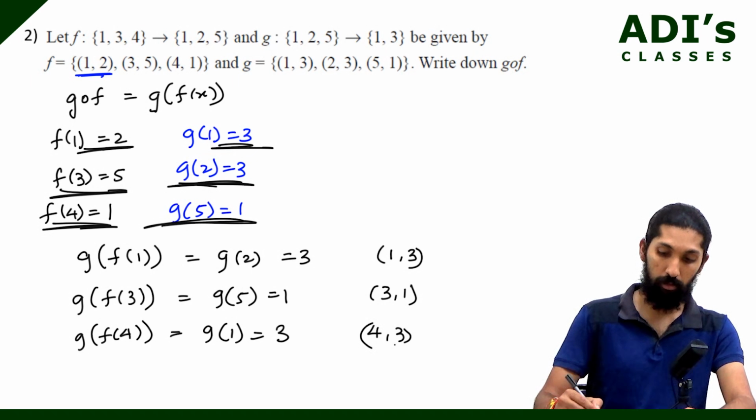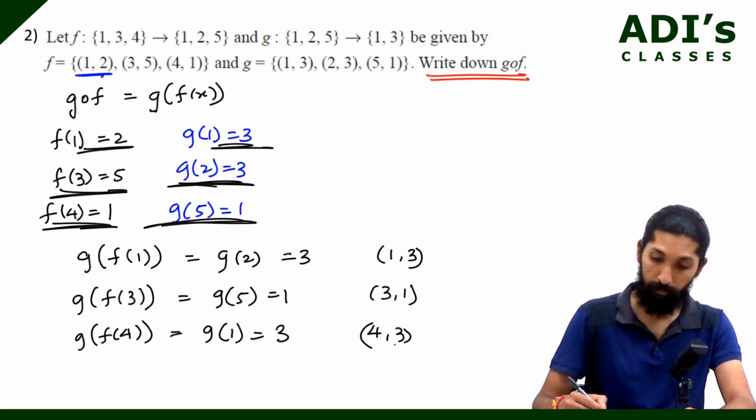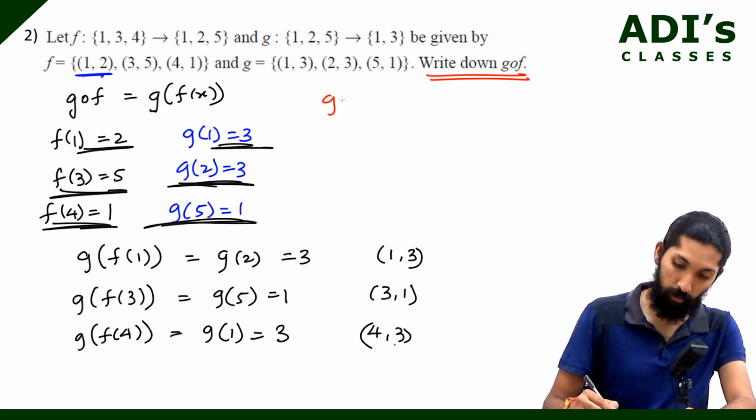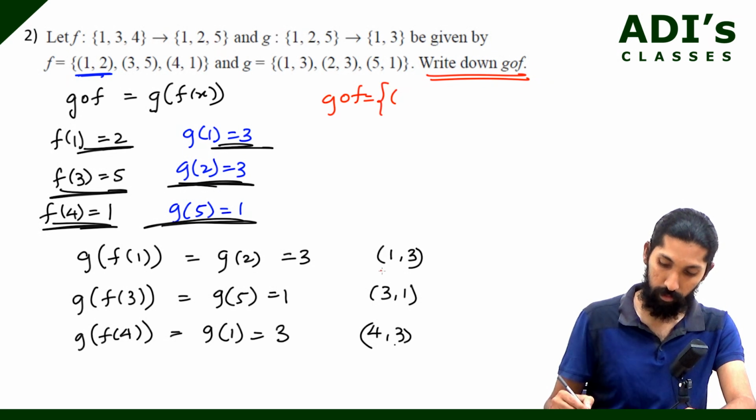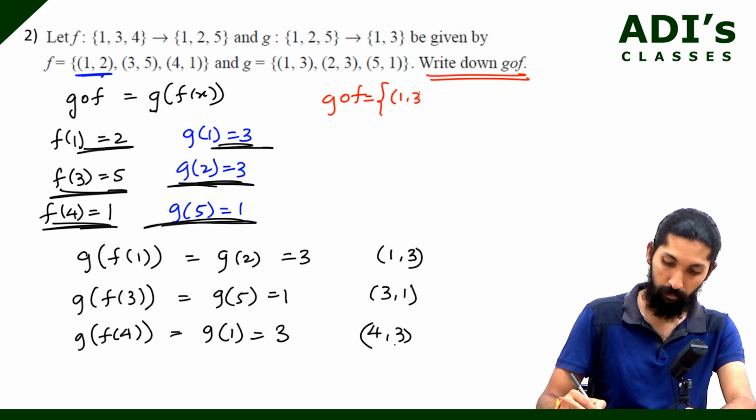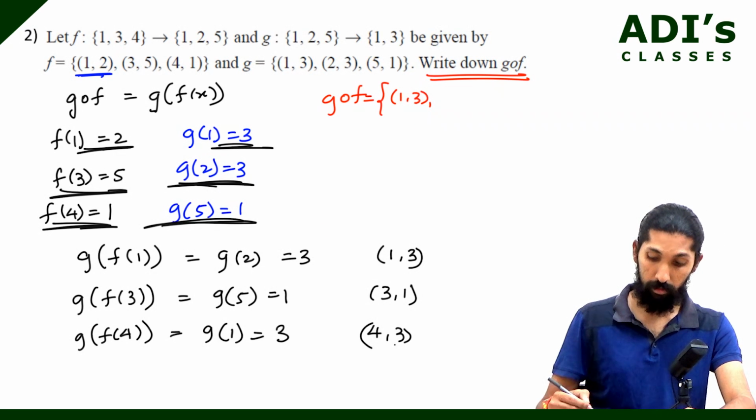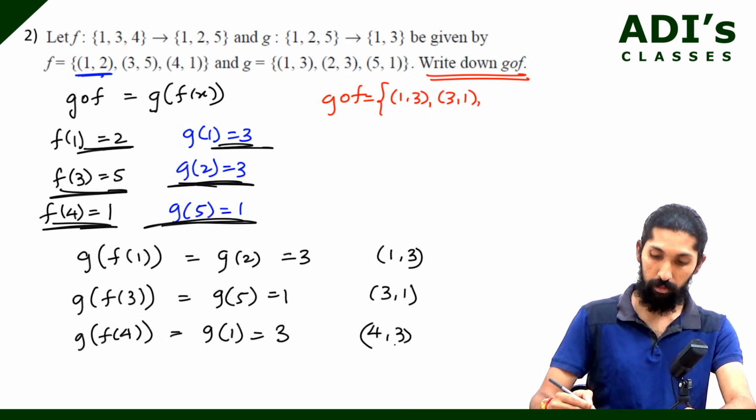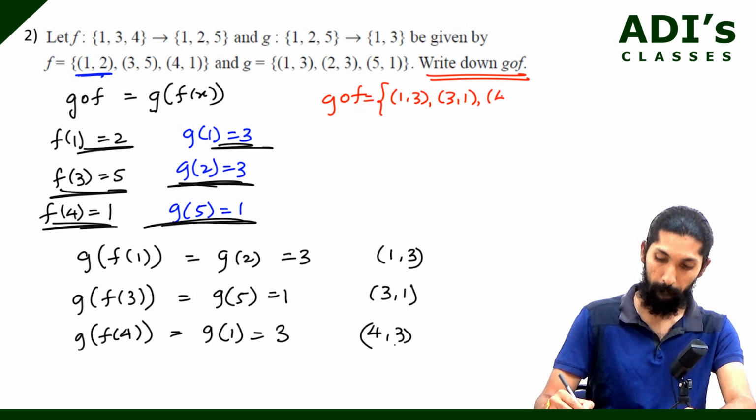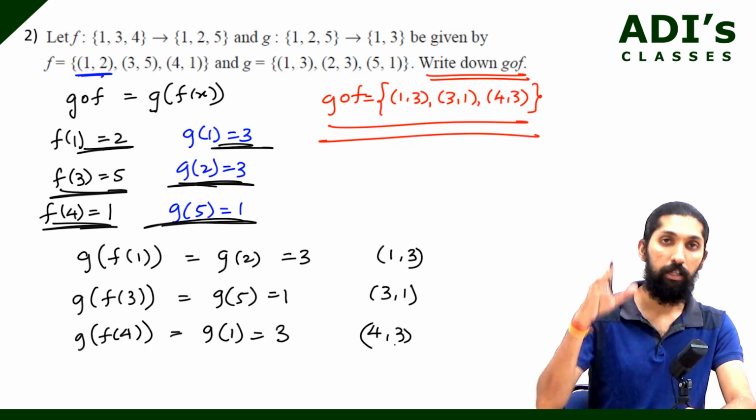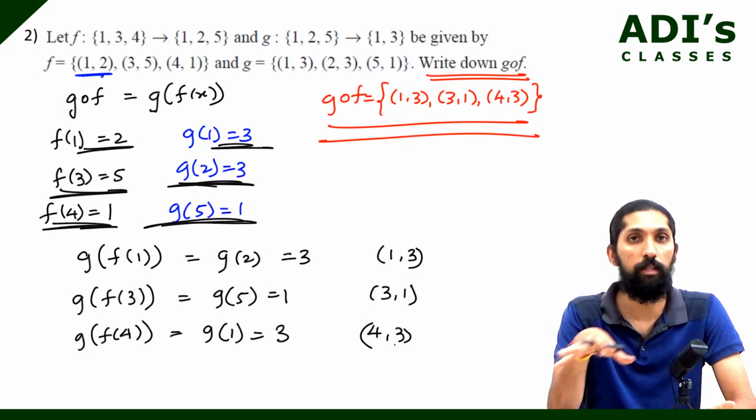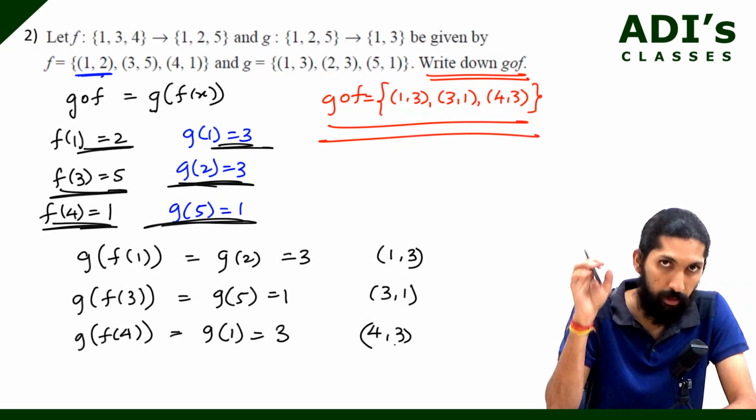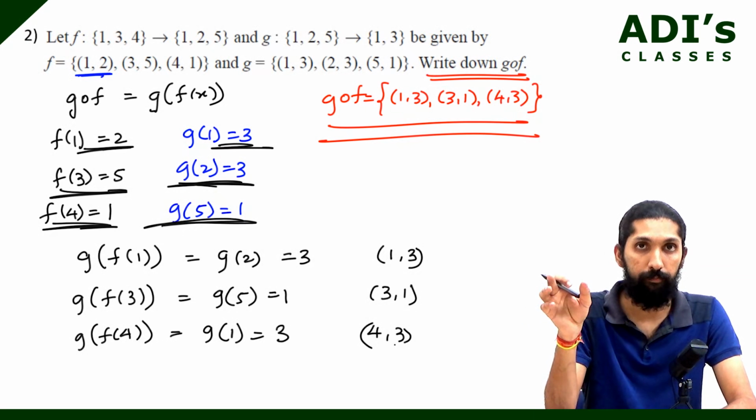So what can we say? They're asking to write down g of f. So g of f of x is equal to, we'll write down, the first one is 1 comma 3. Correct? The next one is 3 comma 1. The last one is 4 comma 3. So this is the set g of f of x. That's all. That's the answer for the second question. Very simple, very direct. Fine.